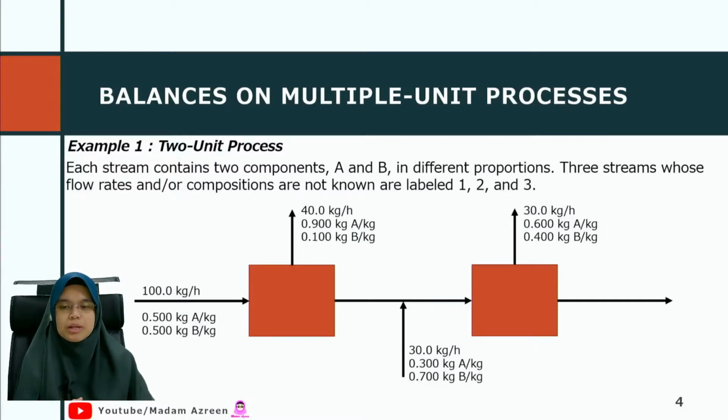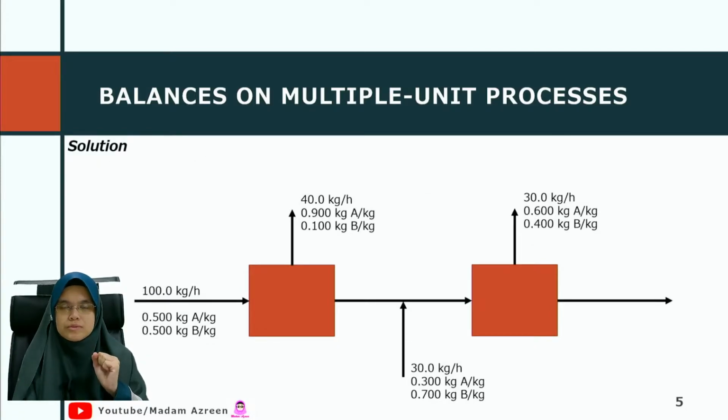There are three streams whose compositions are not known, labeled 1, 2, 3. If the question already labeled them for you, you can use them straight away. But if the question doesn't label them for you, you have to label your streams first. Just number them 1, 2, 3. To solve this, we start by numbering the streams.